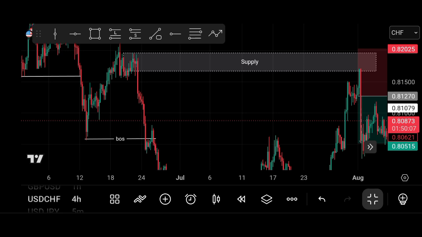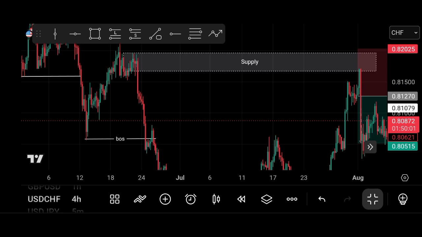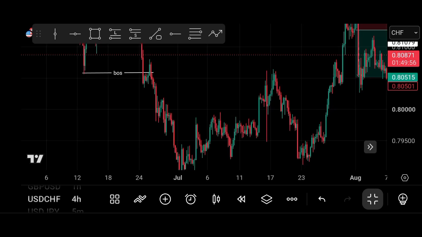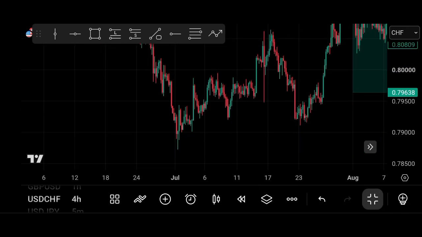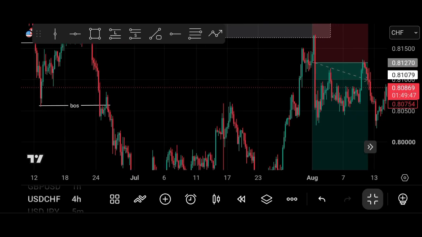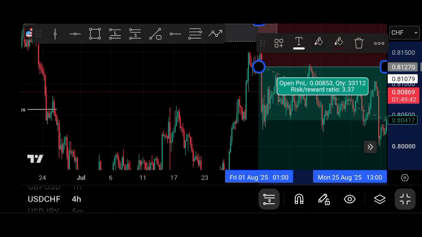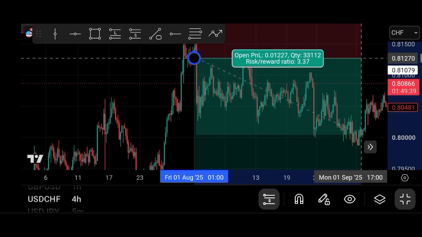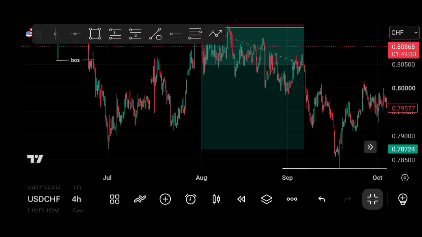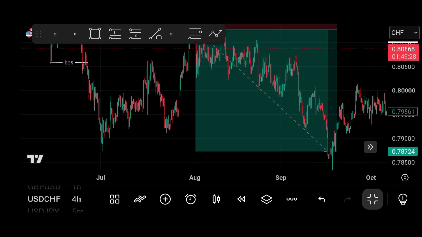Stop loss will be above the last protected, stop loss will be above the highest supply level, and the take profit will be at the last swing low, which is here to here. So what do we see? Let's see if price will play out. Okay, so here we can see price played out nicely.